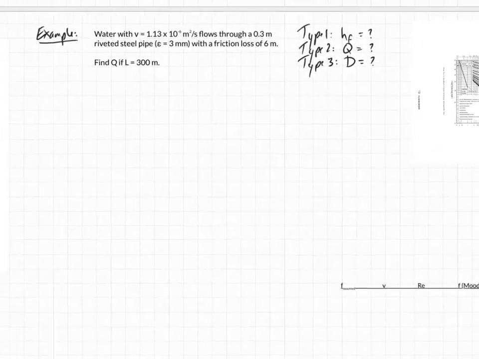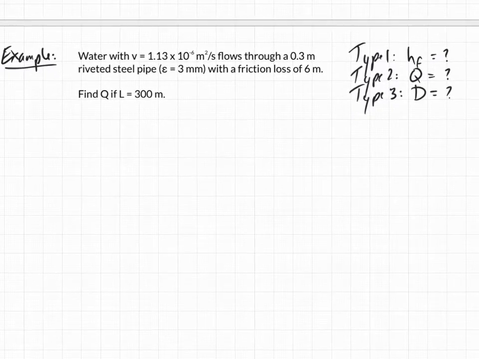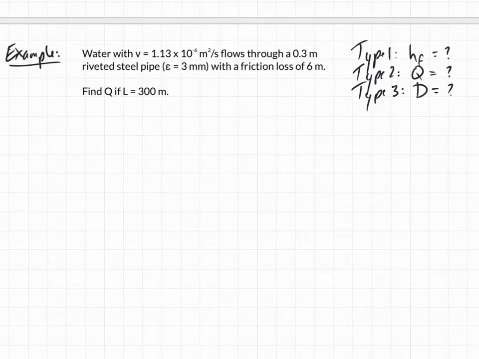All right, here we go. Water with a, what is this? A velocity of 1.13 times 10 to the minus 6 meters squared per second. Okay, wait, there's something weird going on here. Look, what is this? Meters squared per second is not a velocity. Okay, it seems to me that maybe that's supposed to be a nu. So notice if you've got weird units, there's something going on. You always have to pay attention to your units. Okay, so this is the viscosity.